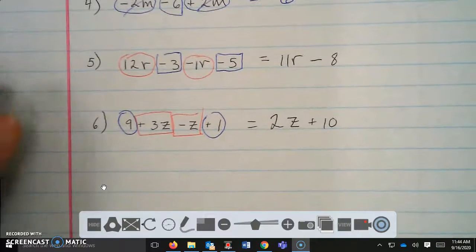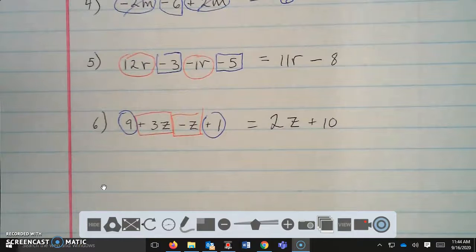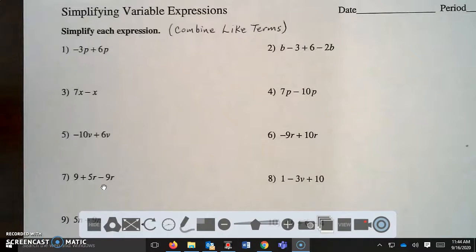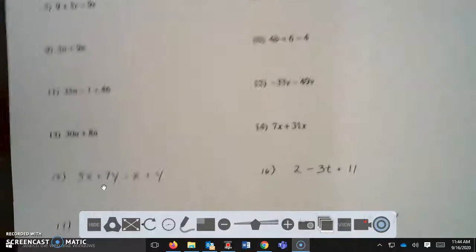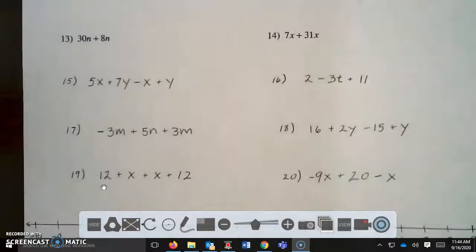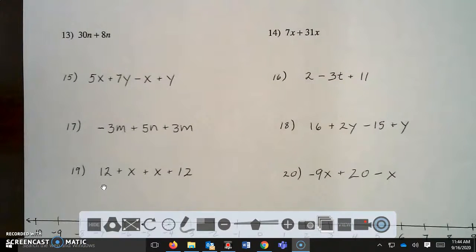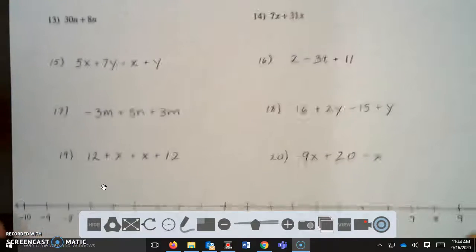I want you to practice this and really try to get these right. Don't rush through it. So this is what the assignment looks like. There's no middle step. No distributive property. Just add. This won't take you that long. And at the bottom, as I showed you, is that number line.